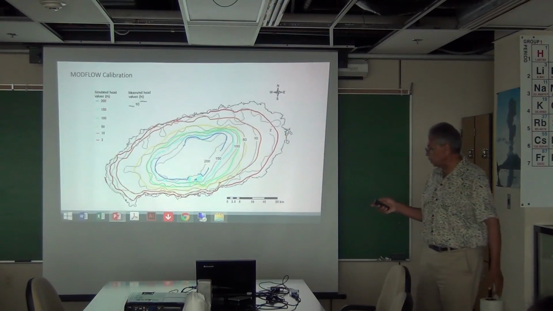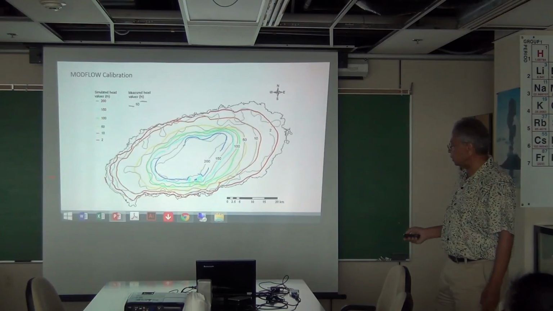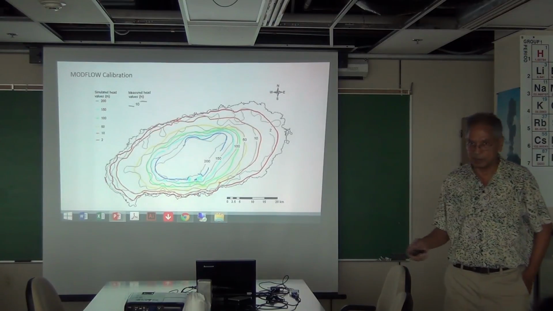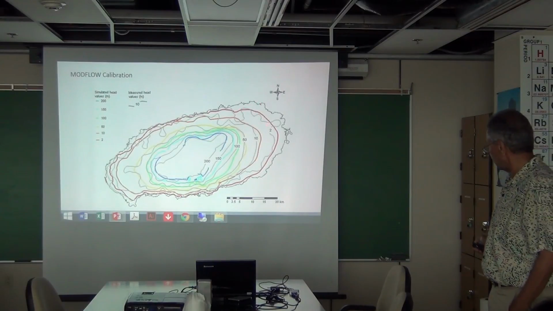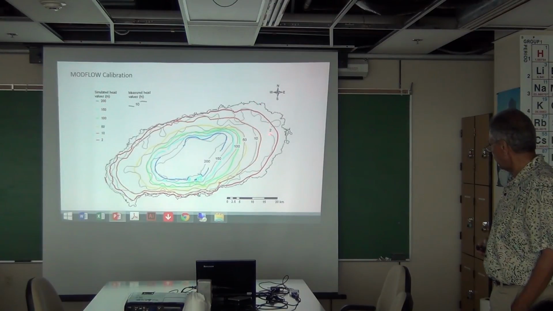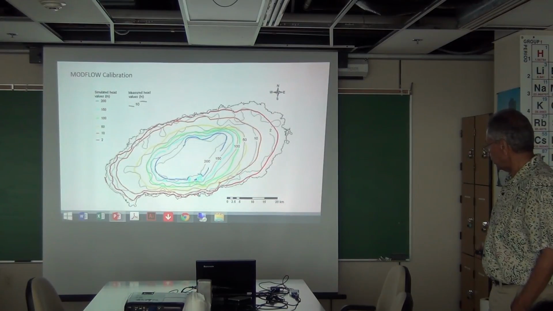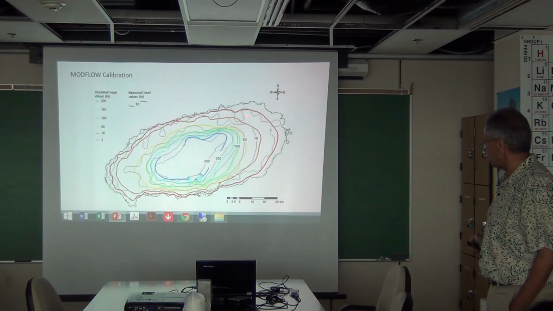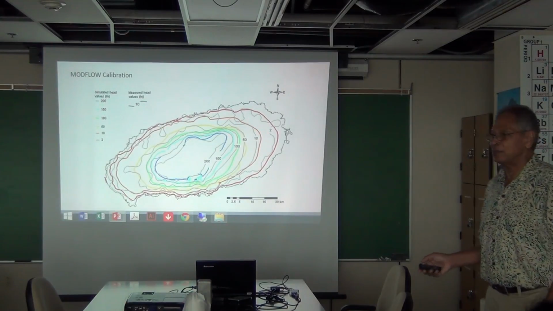So here's the calibration for MODFLOW. The black lines are whatever data is available. Okay? Somebody collected data from wells and drew the black or gray contours here. Like this is the 2 meters and the red is our simulation. Is that close enough? Yeah, it's perfect, right? But that's the best you can get.